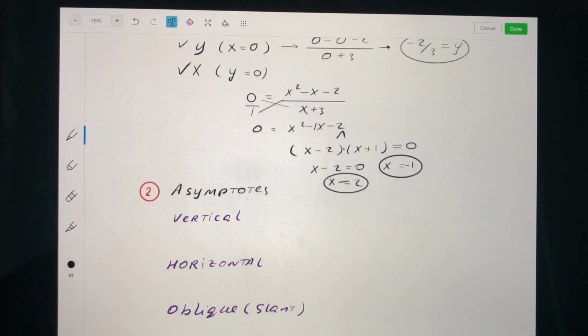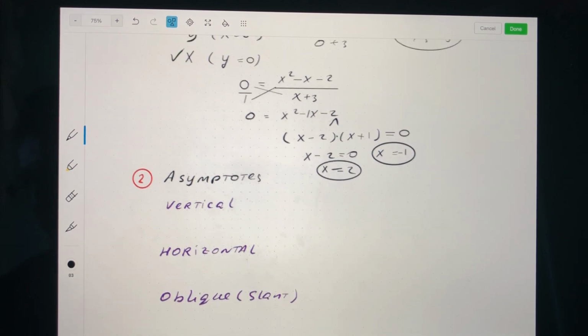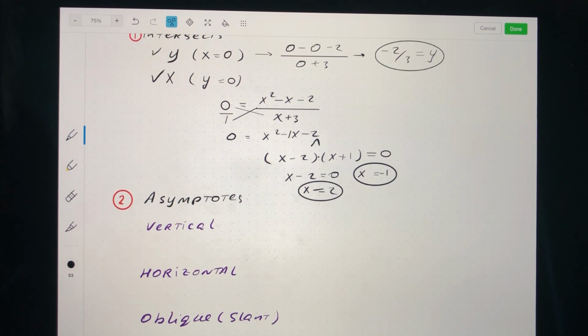There are three types: the vertical, horizontal, and oblique. Vertical happens when the denominator equals 0. Our denominator is x plus 3. So if we make x plus 3 equal to 0, that means x is negative 3. So our vertical asymptote is x equals negative 3.